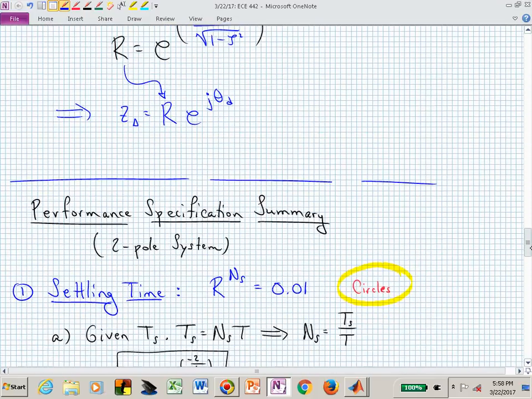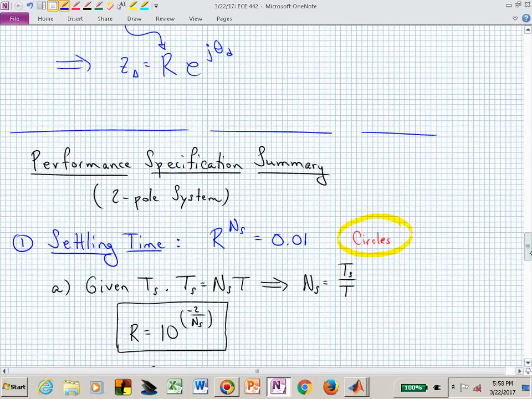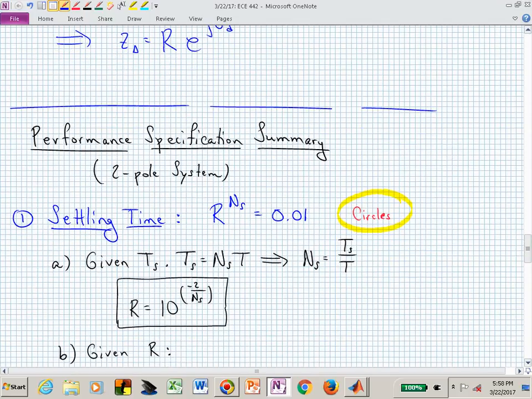So let's remind ourselves what we have. Here's a summary, and I'll scroll through these fairly quickly. But settling time, you're thinking circles, right? Maybe some of you aren't even thinking. But we have settling time or circles.